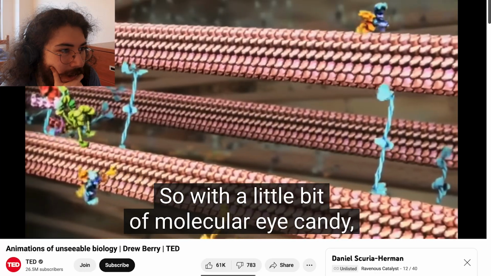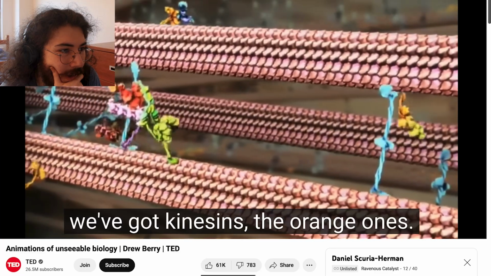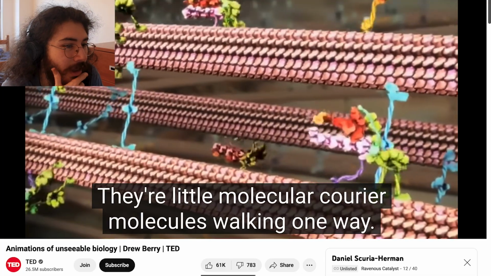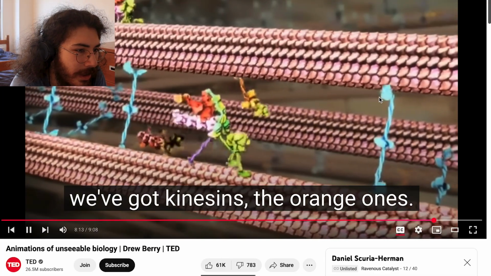So with a little bit of molecular eye candy, we've got kinesins, which are the orange ones. They're little molecular courier molecules walking one way. And here are the dynein. They're carrying the orange ones.